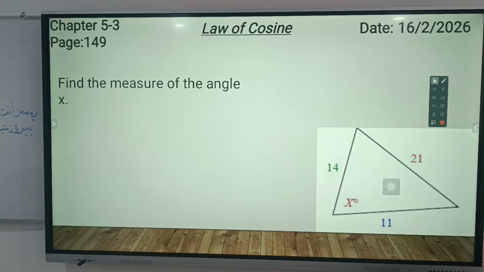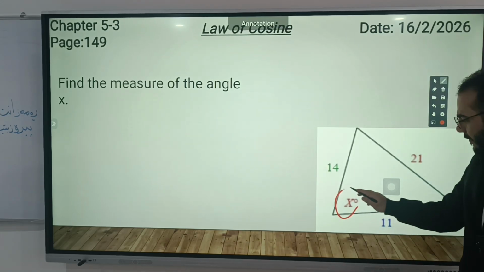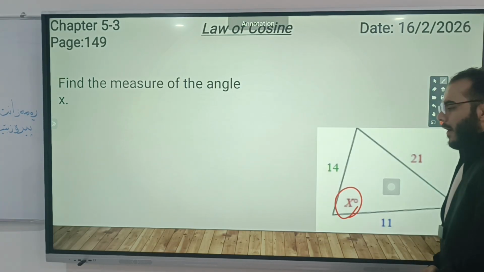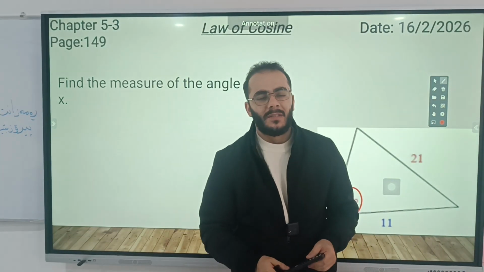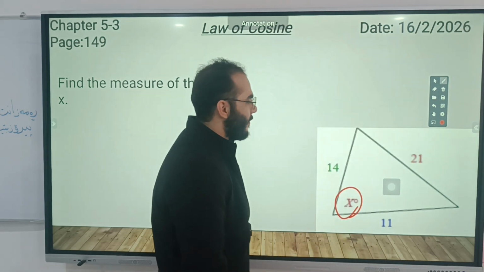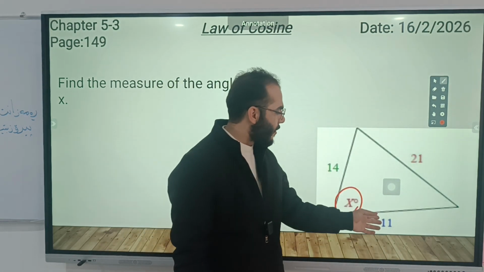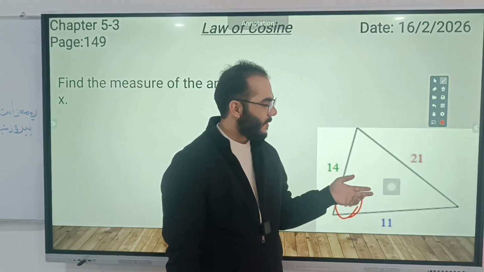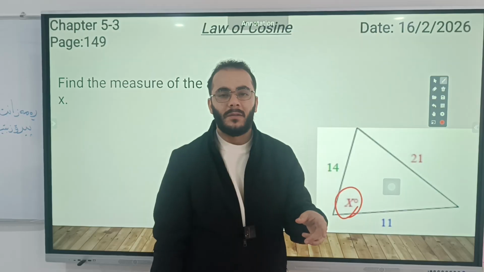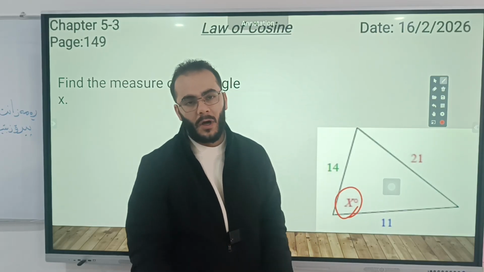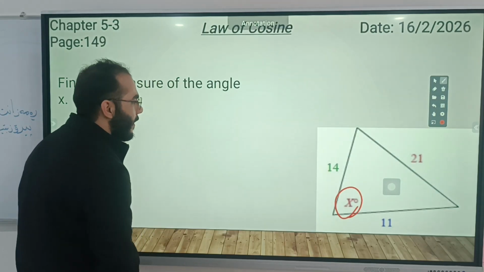Find the measure of the angle x. So angle x is given here. We need to find the measure of it. That is the second case of the second type of questions that can be solved by using the law of cosine. All right. So the law of cosine says that if the three lengths of a triangle are given, in that case, in order to find any angle of the triangle, we need to use the law of cosine.